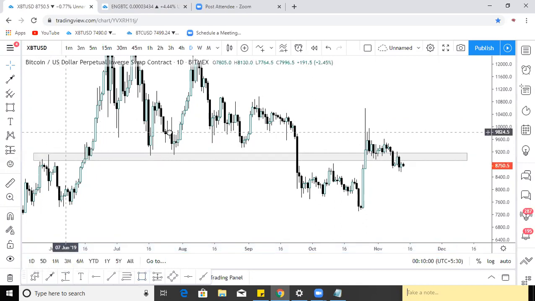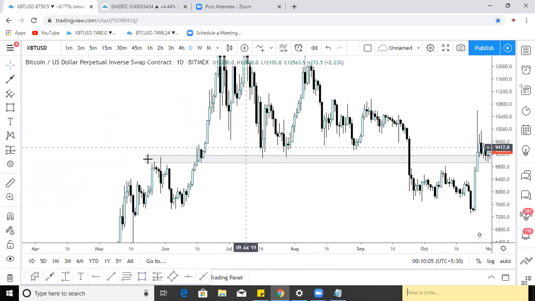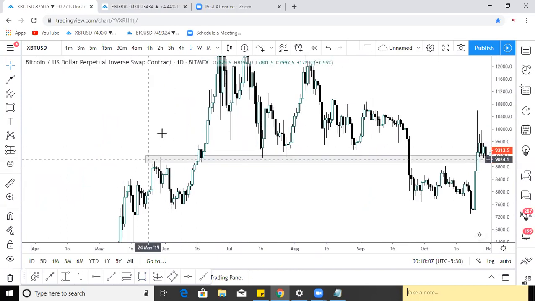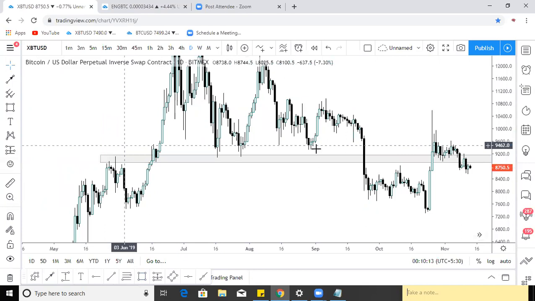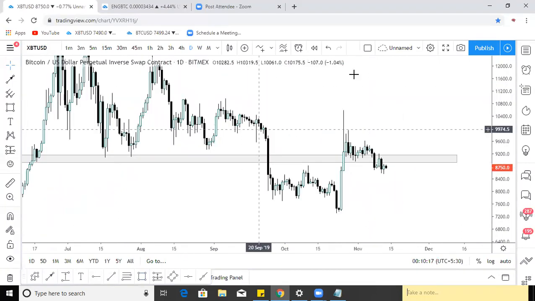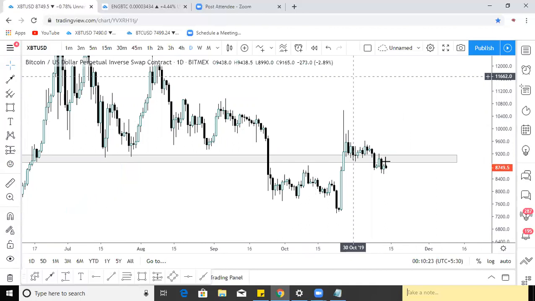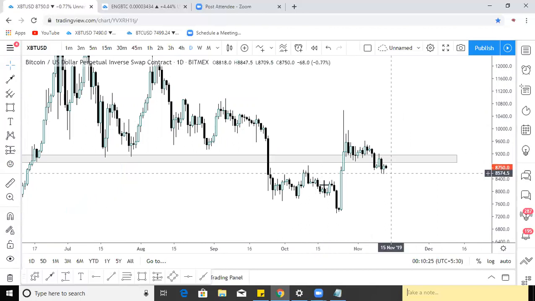So this zone has worked in the past. We have seen that this has worked many times, even in the past. If you extend it to the very left, to 2017-2018 prices, you would see this level has worked many times. So this would be my main support resistance area. When price is above this level, I will be looking for longs.